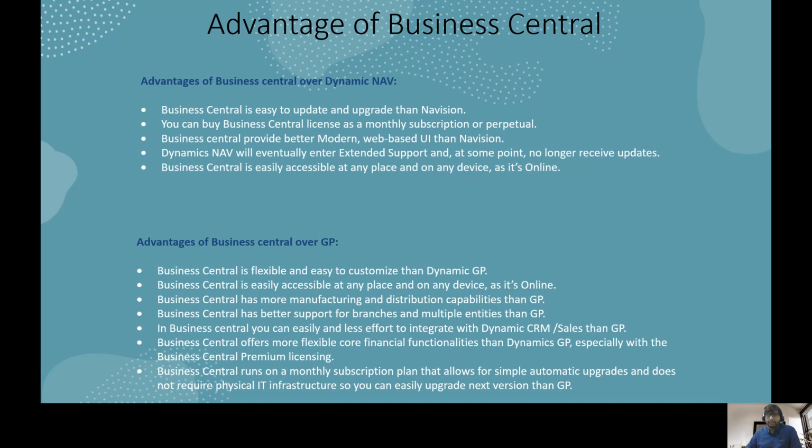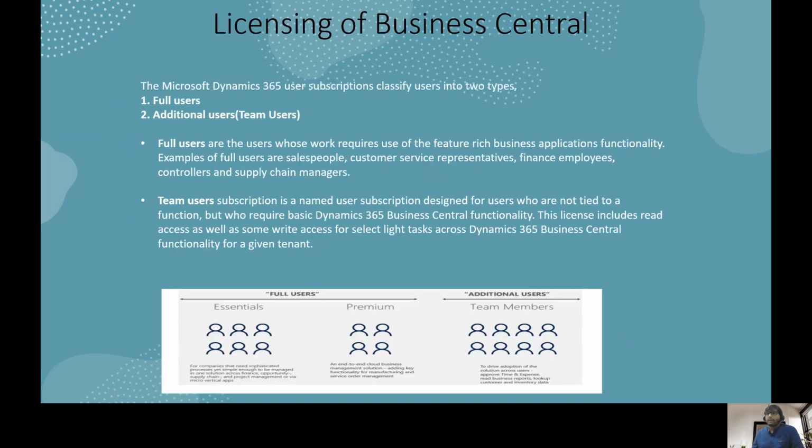Business Central is easily accessible at any place and on any device because it's online. Same thing for GP. Business Central is flexible and easy to customize. It's more feature-wise and module-wise; there is more functionality in Business Central compared to GP. And if you compare the interface, the GUI, then obviously Business Central is far better.